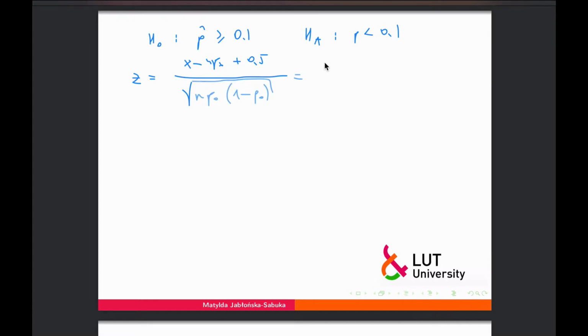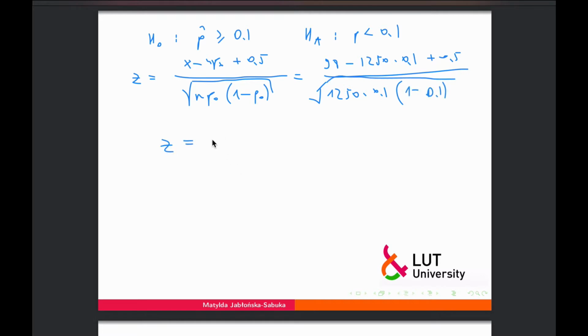So when we put in the numbers, we have 98 minus 1,250 times 0.1 plus 0.5, and this is divided by square root 1,250 times 0.1. Once again, we use the theoretical proportion, 1 minus 0.1 again. So when we work it out, the result comes about minus 2.5.